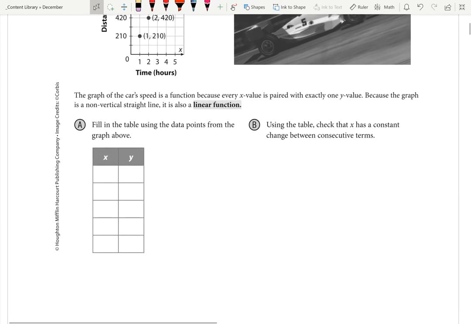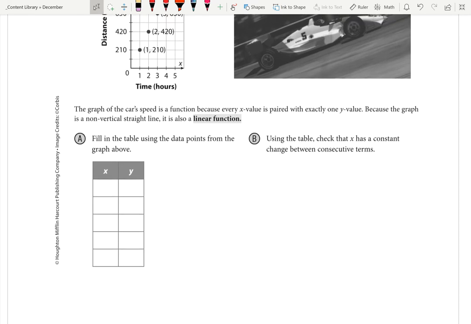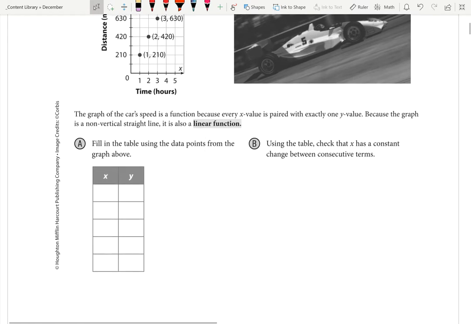Now, how can we tell that this is a linear function? Well, by the graph, we can tell that it's linear because of it being a straight line. But from the table, it's a little more obvious. So let's put the points from that graph into this table. We have the points (1, 210), (2, 420), (3, 630), (4, 840), and (5, 1050).